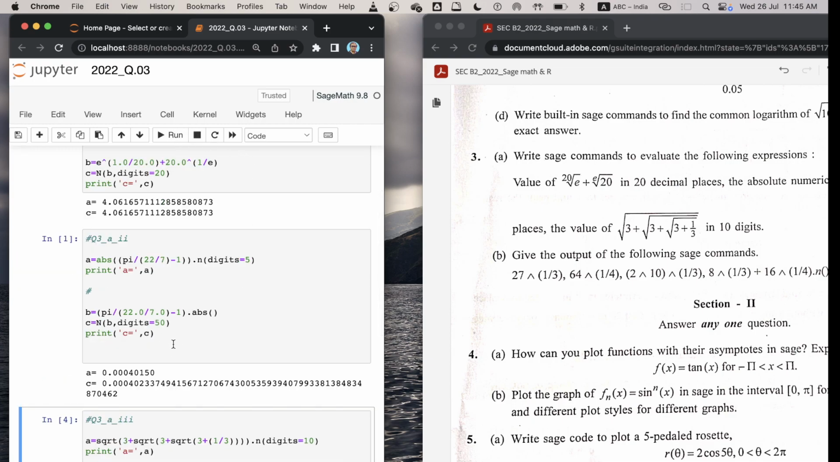So run this. Here, 5 digits: 1, 2, 3, 4, 5, not decimal places here. Digits 5: 1, 2, 3, 4, 5, 6, 7, 8, that is 8 decimal places. Digits 5, not decimal places here. In the question it is decimal places, so here it is decimal places.